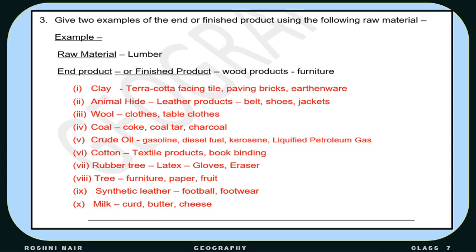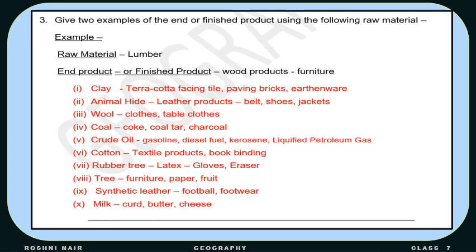For example, if clay is taken as raw material, with clay you can make terracotta facing tiles, or paving bricks, we had learned last year in history also, earthenware, and nowadays we have terracotta jewelry also. Next one is animal hide. Animal hide can be used to make leather products like belt, shoes, jackets, etc.